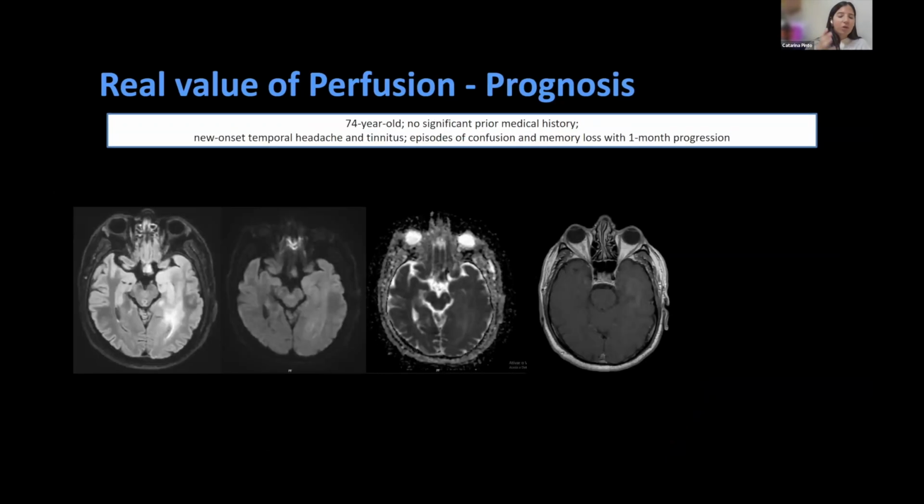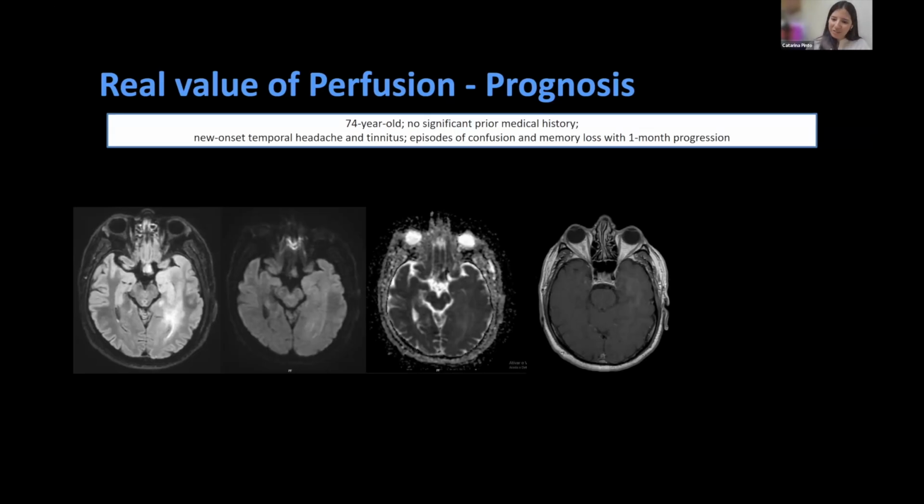Regarding the prognosis, not only the diagnosis, I have this case of a 74-year-old man with temporal headache, tinnitus, confusion, and memory loss. On the MR, we could see a left lesion in the amygdala, hippocampus, and white matter of the temporal and occipital lobe. There was no restricted diffusion and no enhancement at all. So based on these images, we thought this could be a low-grade glial tumor.